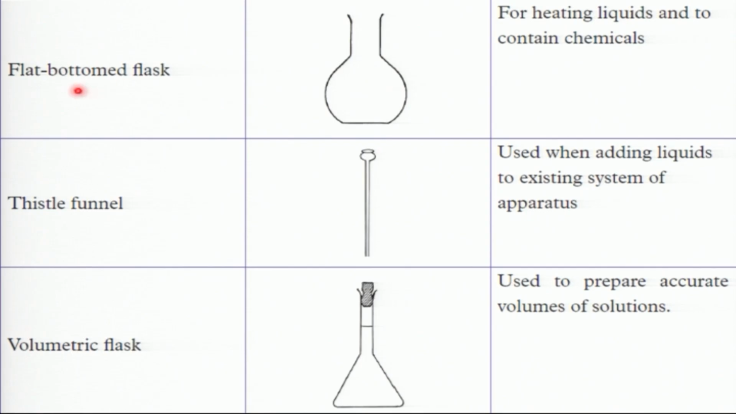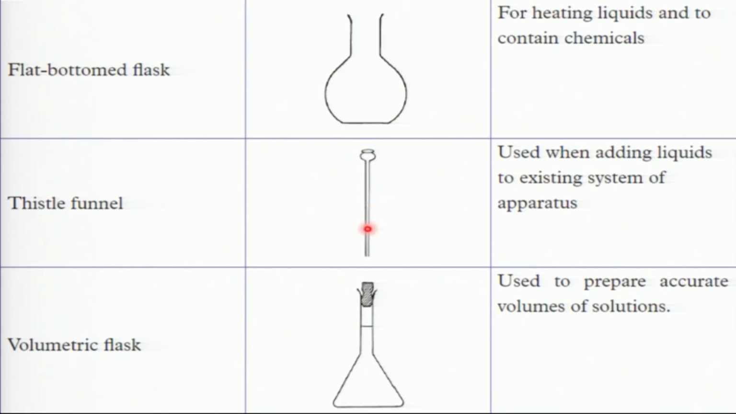So this is another important thing. You have the thistle funnel. What is the role of the thistle funnel? The thistle funnel is used when adding liquid to existing systems of apparatus. So when you want to add liquids, you transfer a small amount of liquid to add to another liquid, you can use a thistle funnel.